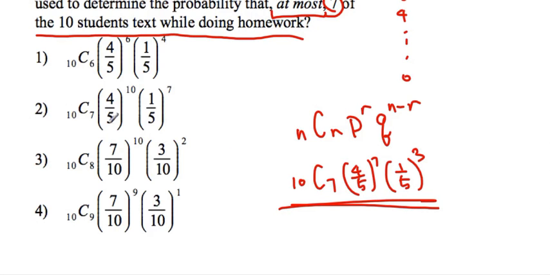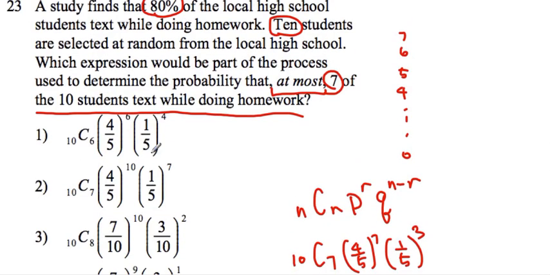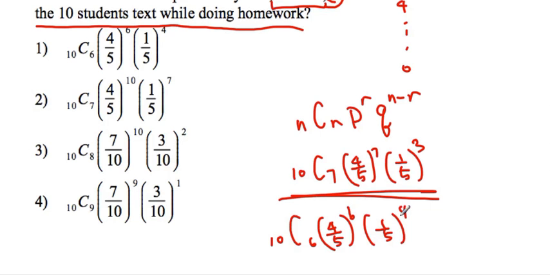Do we have that here? No, it didn't make sense. And we cannot have 8 nor 9 because at most 7 includes up to 7. How about 6? What if it had to be 6? Then it would have been 10 C 6, probability is 4/5 to the 6th power, because we're looking for 6 students doing it, and then 1/5 to the 4th power. So we end up getting choice 1 to be our answer.